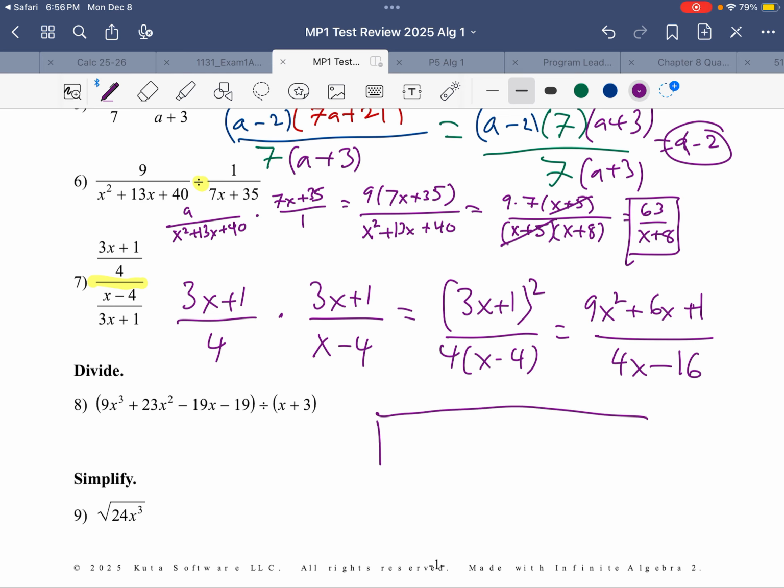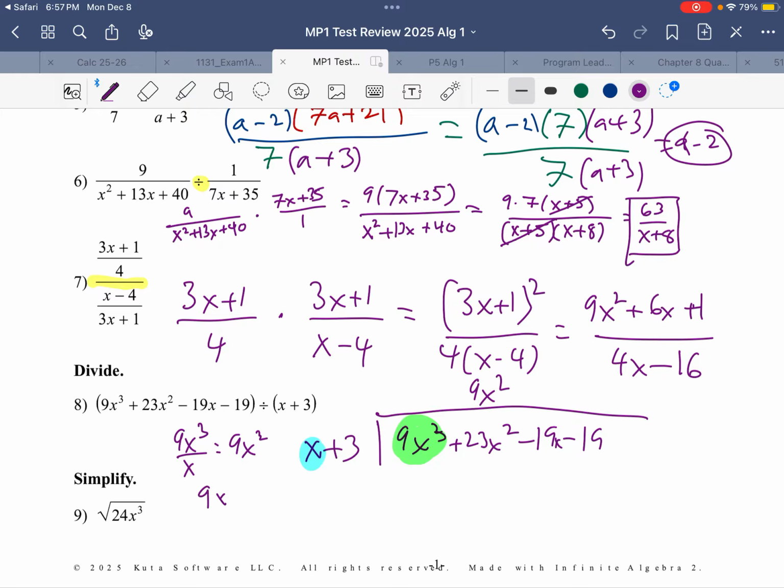We're setting this one up here. 9x cubed plus 23x squared minus 19x minus 19, and we're dividing by x plus 3. We take the first term here, the 9x cubed, and we divide it by the x here. You get 9x squared. I'm going to write that in the x squared place here. Now I'm multiplying 9x squared times x plus 3 to get 9x cubed plus 27x squared.